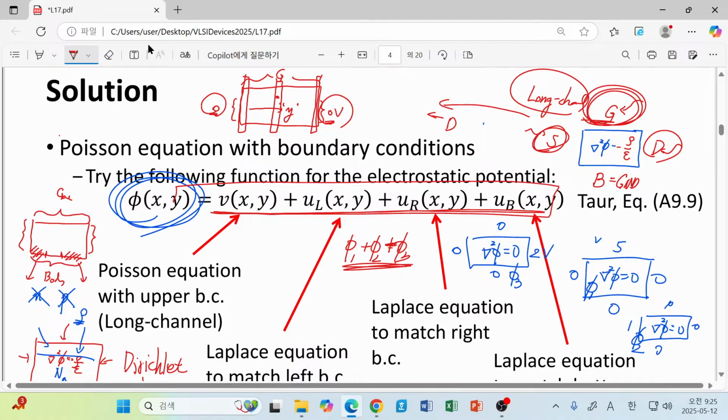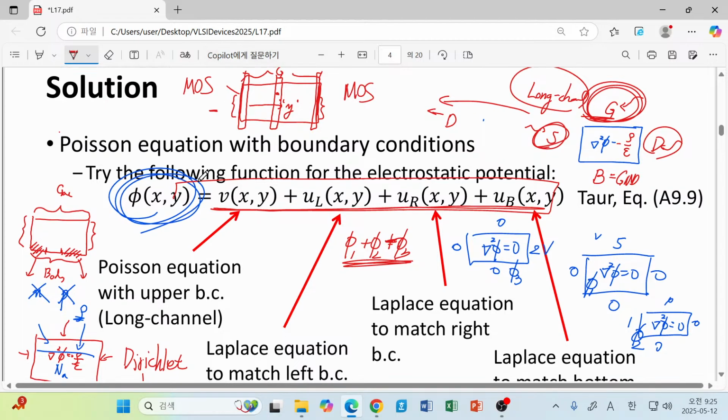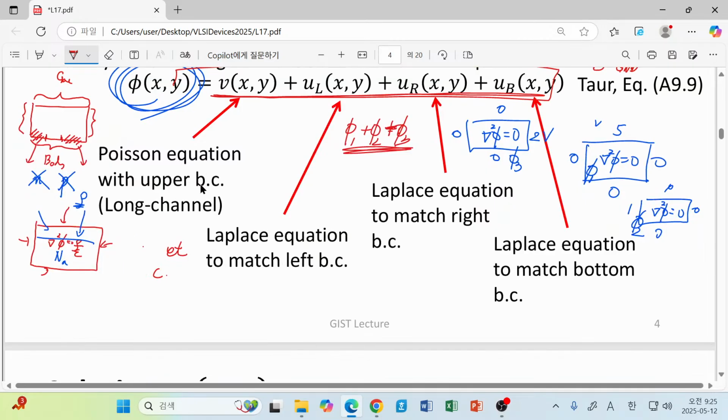So instead of this one, we introduce the boundary condition like this. The boundary condition along this AB line and EF line just follows that of the MOS equation. So that is my point. So please have a look.